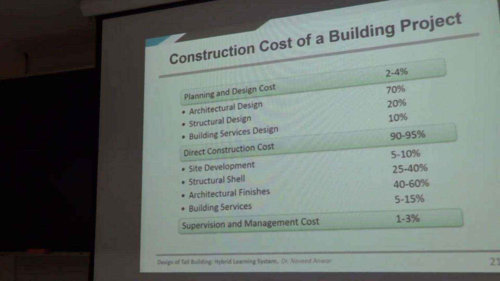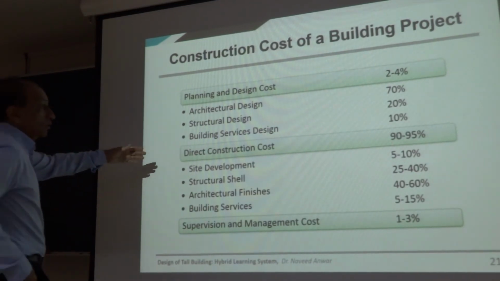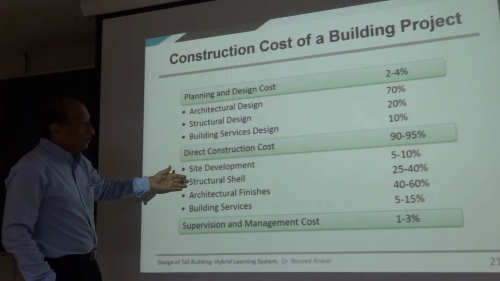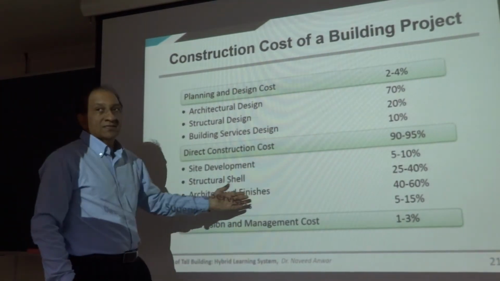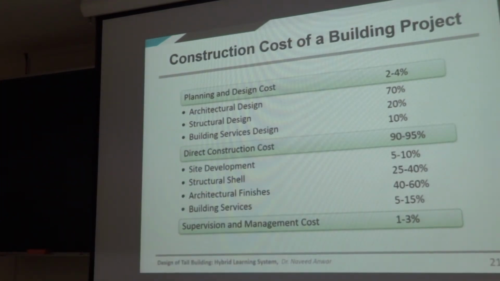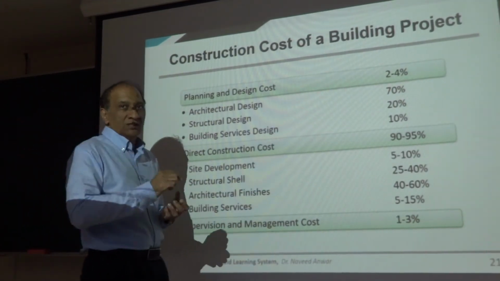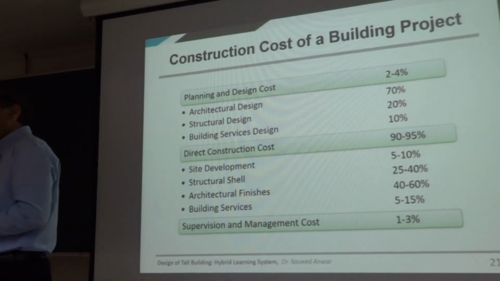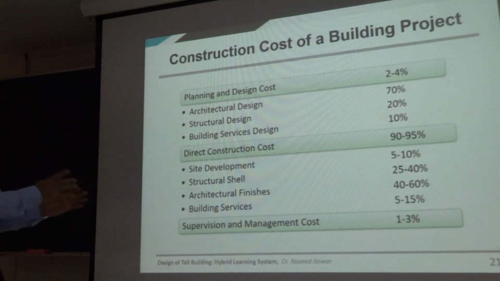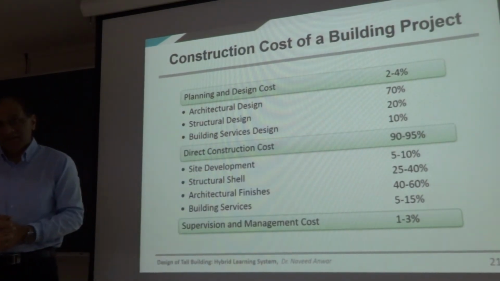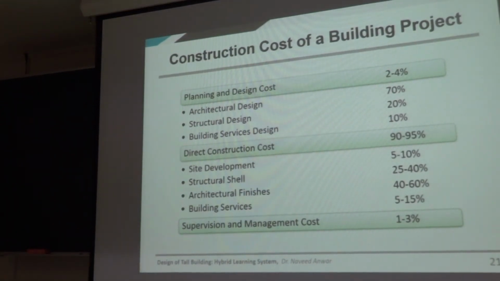But this is just to give you an idea. You can see from here that the structural shell is only about 25 to 40%. Architectural finishes are the big one. So ultimately, if you can make economic sense of your decisions to the owner, your decisions will be accepted. If you cannot make economic sense to the owner, your decisions will not be valued, right? So this is all about the cost. The importance of spending money should be demonstrated, or you should be able to defend it.